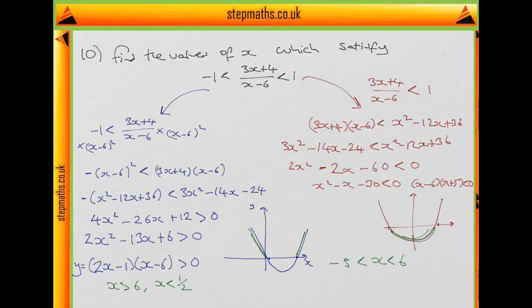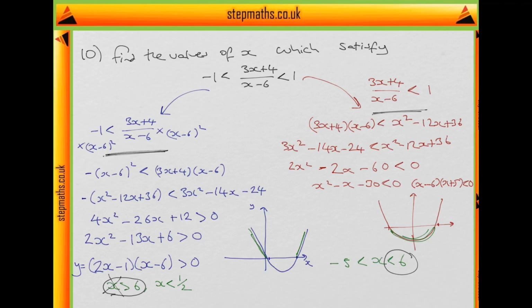However, we now have to realise that we in fact want both of these things to happen. We need this inequality to hold and this inequality to hold. So the inequality on the left-hand side requires that x is greater than 6. However, the inequality on the right-hand side requires that it is less than 6. So clearly we cannot have x being greater than 6.